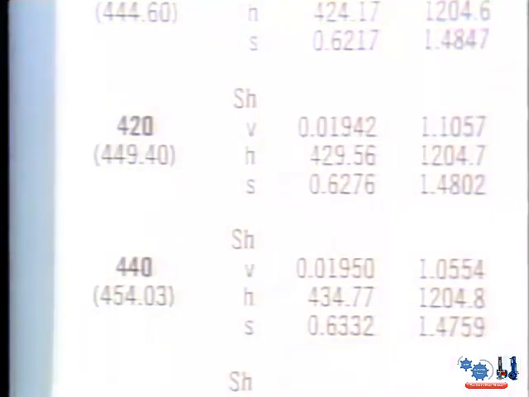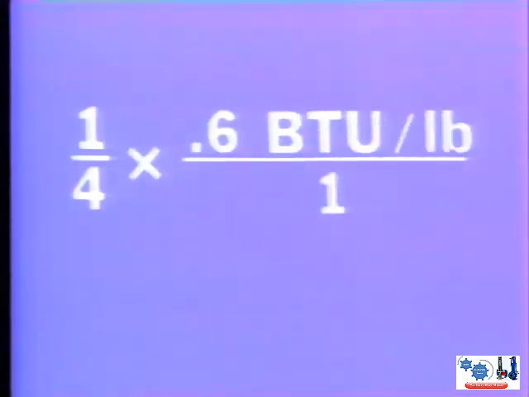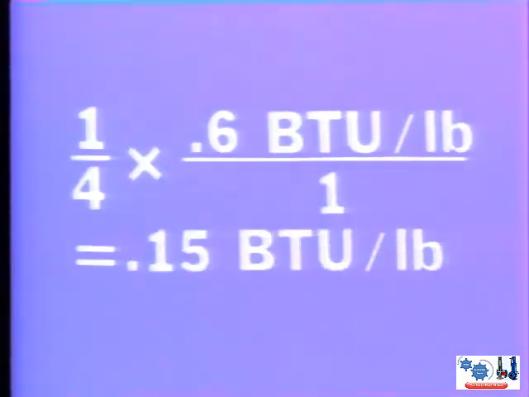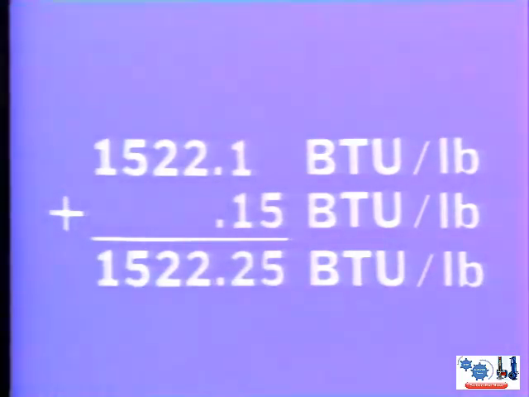435 psia is 1/4 of the way from 440 to 420 psia. So we have to find 1/4 of the value of 0.6 BTUs per pound. This works out to be 0.15 BTUs per pound. In order to maintain the proper proportions, we have to add 0.15 BTUs per pound to the enthalpy value of 440 psia at 1,000 degrees, 1,522.1 BTUs per pound. This gives us the value for enthalpy at 435 psia and 1,000 degrees. It's 1,522.25 BTUs per pound.